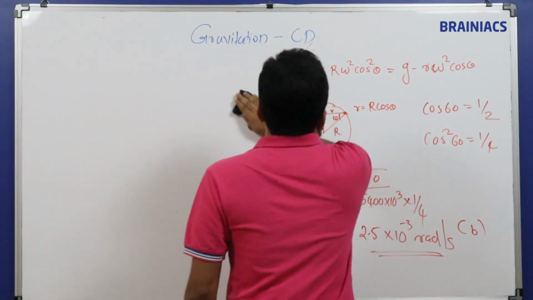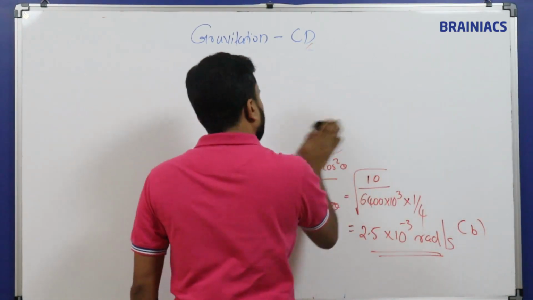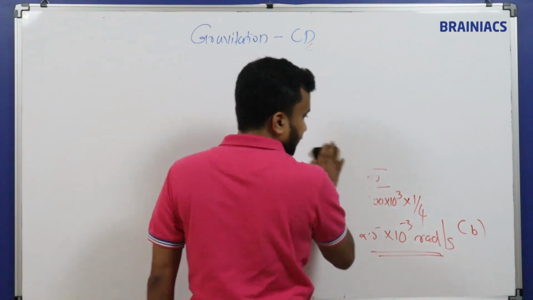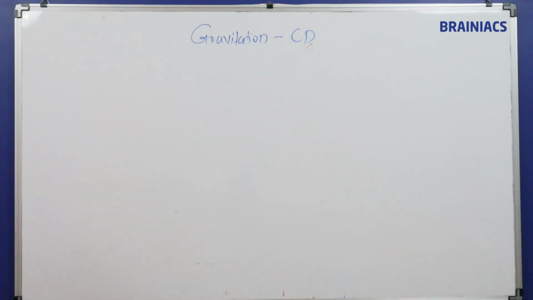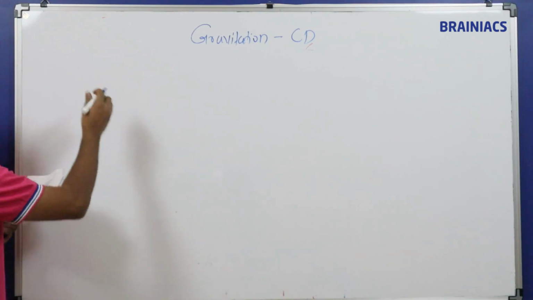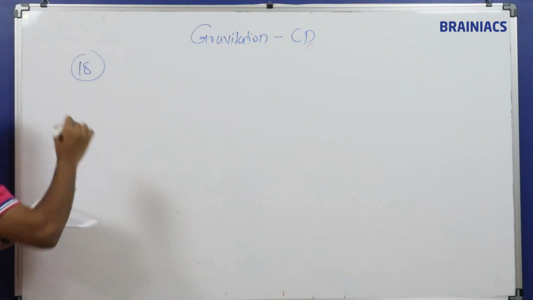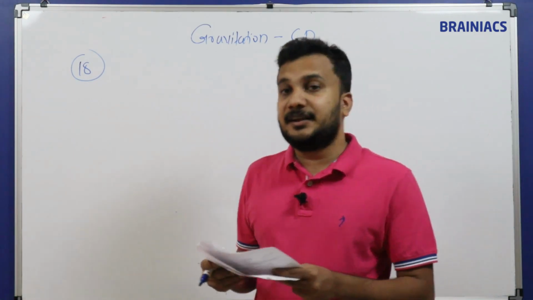So these two are clear. We are at the 17th part, and we are moving to question number 18. A projectile is fired vertically upward. Question number 18, I am speaking. Upward from the surface of earth with a velocity kVe.